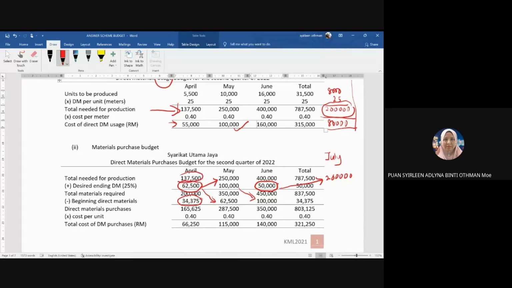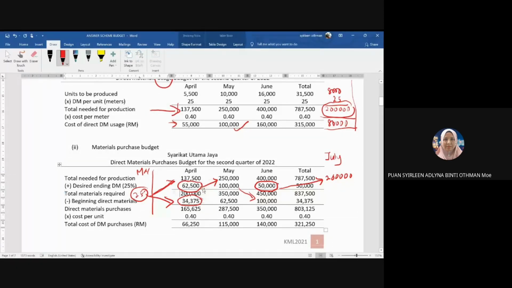Sebab ini ialah projected untuk next month. So kalau you nak cari dia punya ending inventory untuk bulan March, dia akan ambil 25% daripada sini. So automatically dia ending inventory di bulan March, dia akan jadi beginning inventory di bulan January. So sebenarnya tak payah fikir panjang-panjang lah, you just darab saja figure dekat atas tu. 137,500 tu darab dengan 25%, kita akan dapat 34,375, sorry. Okay, so kita darab dengan 40 cents, so you get the total cost of direct material.